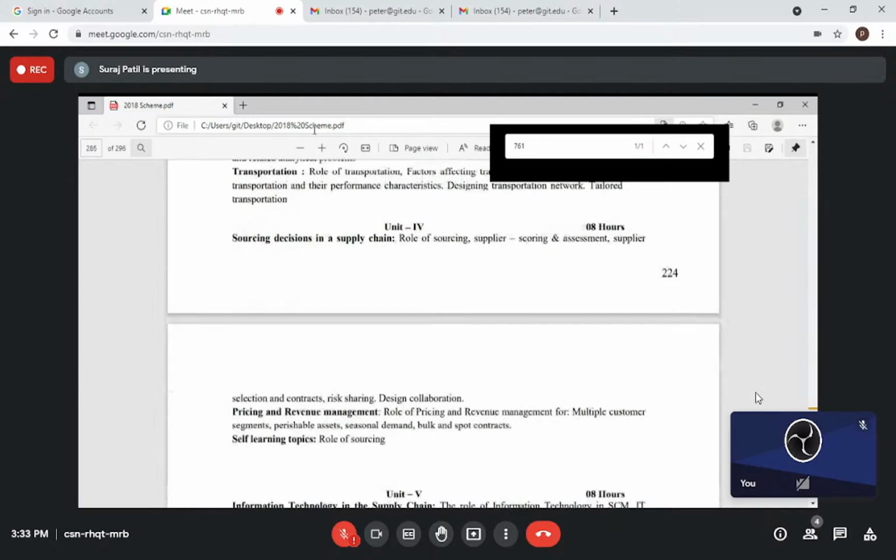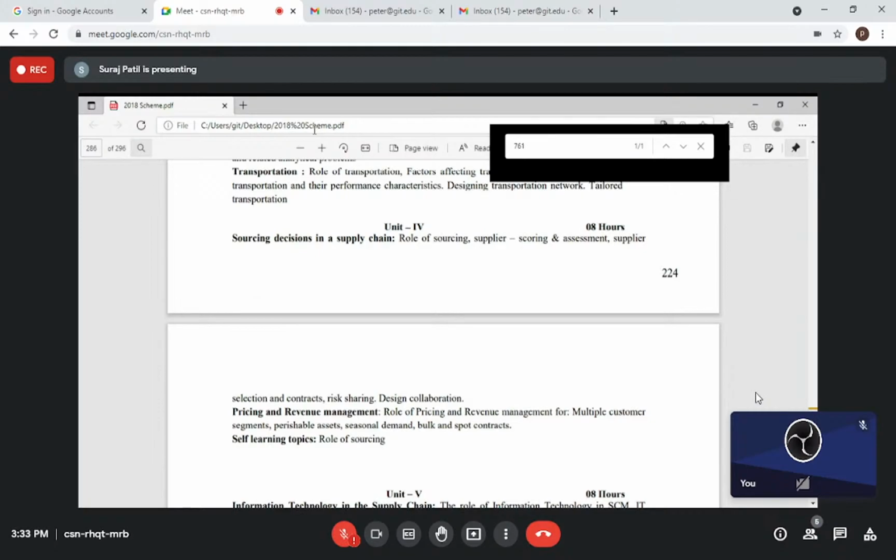Next, the fourth unit is sourcing decisions in the supply chain. For example, for any product you take, what is the sourcing, what is the price, what is the revenue, how these have to be coordinated so that the entire process becomes an effective one. Okay, so the fourth unit deals with sourcing decisions in the supply chain.